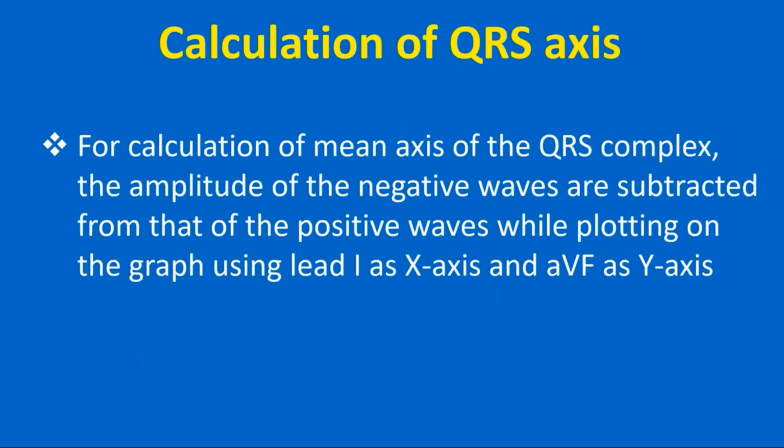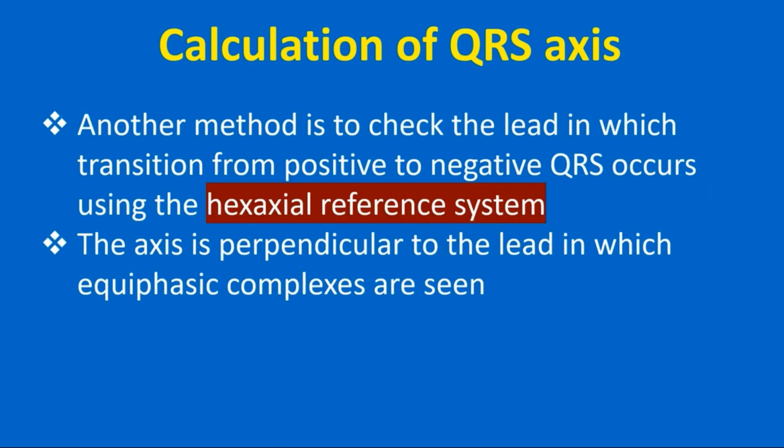For calculation of mean axis of the QRS complex, the amplitude of the negative waves is subtracted from that of the positive waves while plotting on the graph using lead 1 as x-axis and AVF as y-axis. Another method is to check the lead in which transition from positive to negative QRS occurs using the hexaxial reference system. The axis is perpendicular to the lead in which equiphasic complexes are seen.